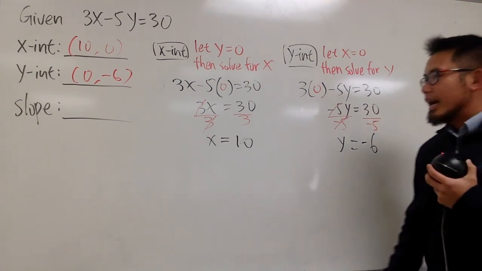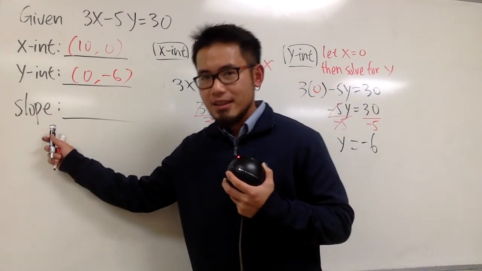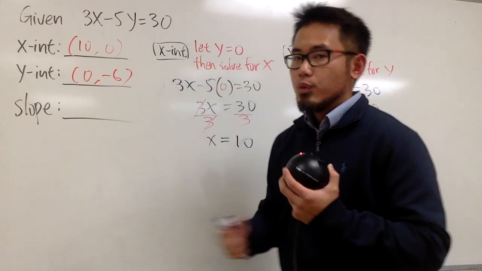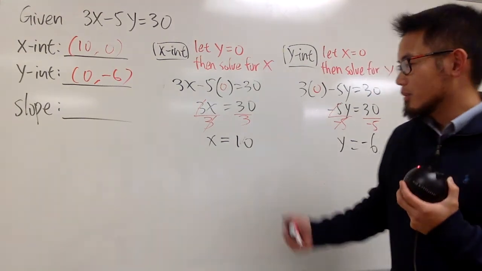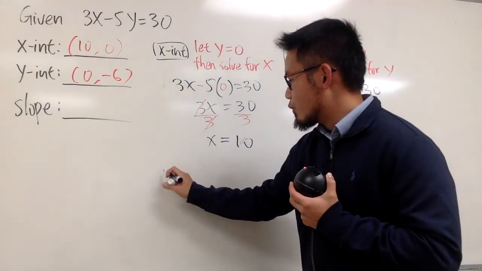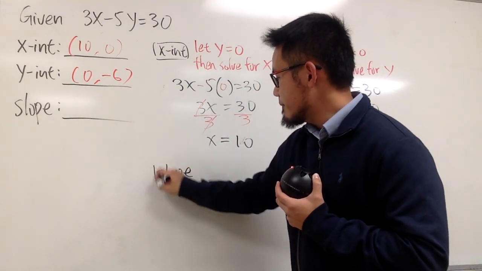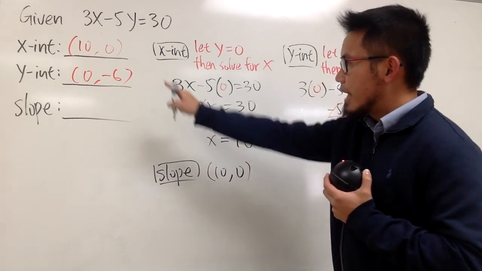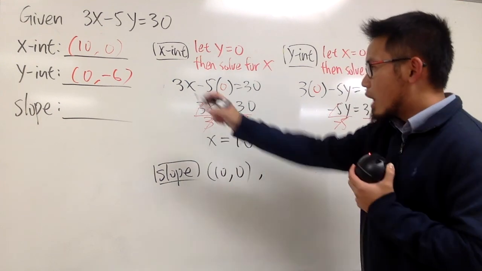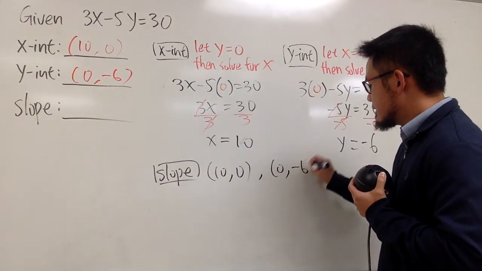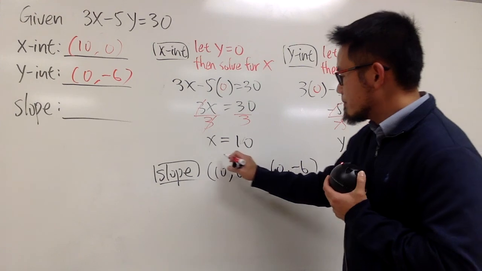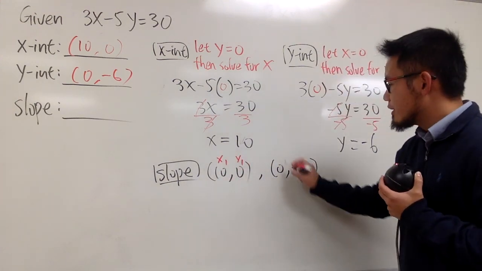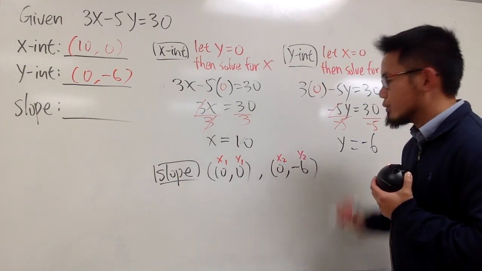Okay? And finally, we are going to find the slope. And what we can do is, we see that we have these 2 points already. We can just go ahead and use the slope formula. So I will just put this down right here for you guys. Okay? And let me just write this down. We have 2 points. The first one is 10, 0. And the second one is 0, negative 6. And let me just do my labeling. This is x1, this is y1. And this right here will be my x2 and y2.